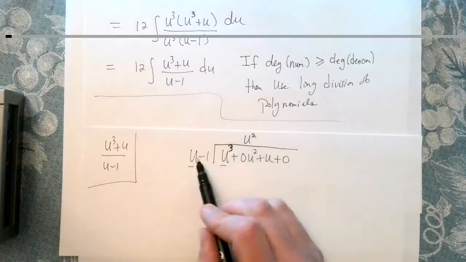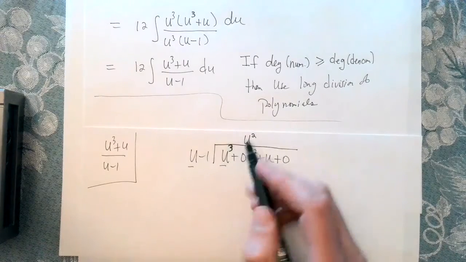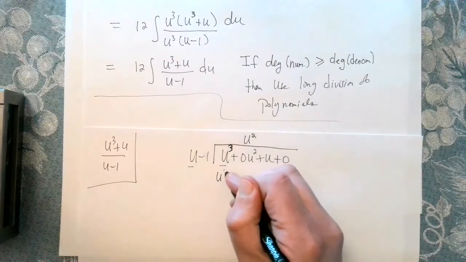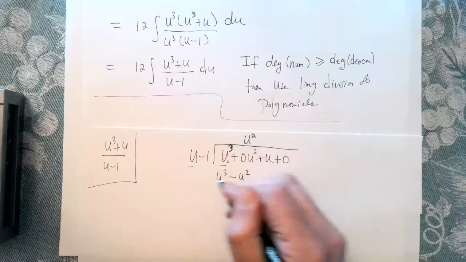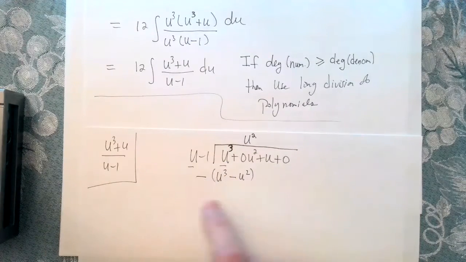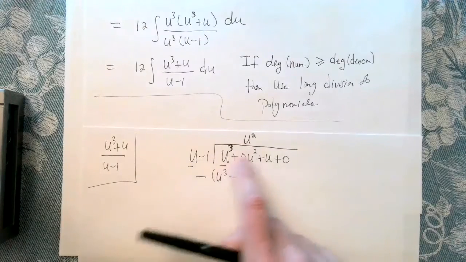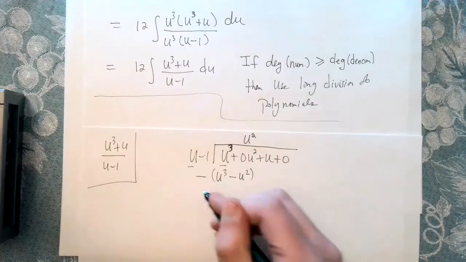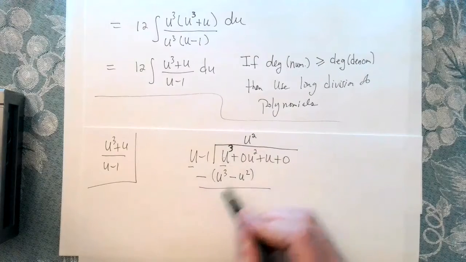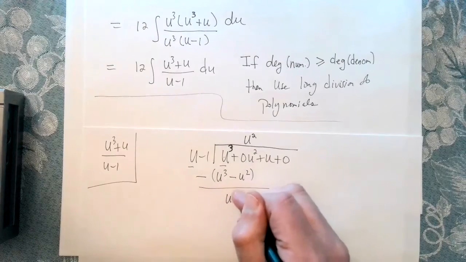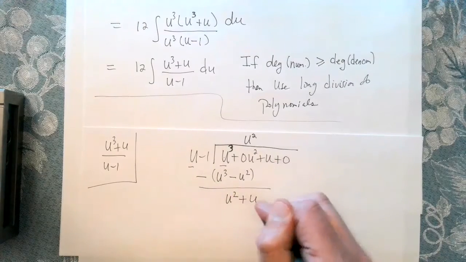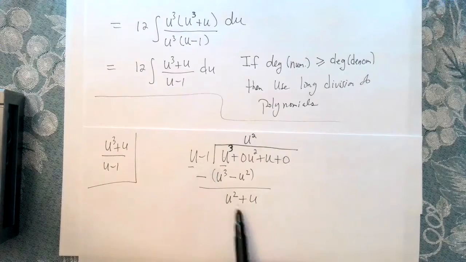So I divide. I'm going to multiply now. So this is going to be u cubed minus u squared. And then don't forget to subtract because I'm taking away u squared groups of this from this. So that's what this means. So this minus this is 0. This minus minus is plus. Bring this down. The idea is this has 2 terms. I'd really like this to have 2 terms when I do my division.